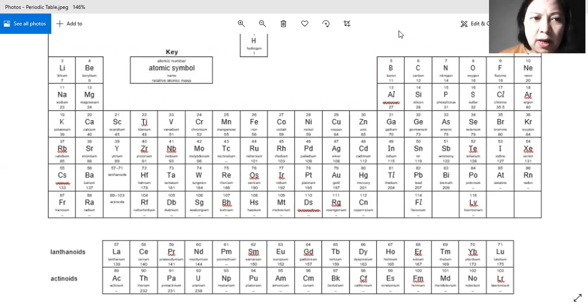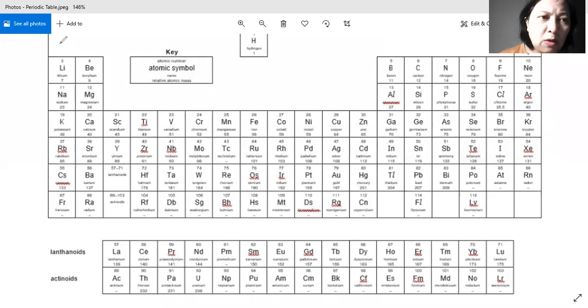So here what we have right now is a periodic table, and in this periodic table we have columns and rows. What goes vertically we call a column, and what goes horizontally we call a row. In this case, columns and rows show the position and classification of elements in the periodic table.